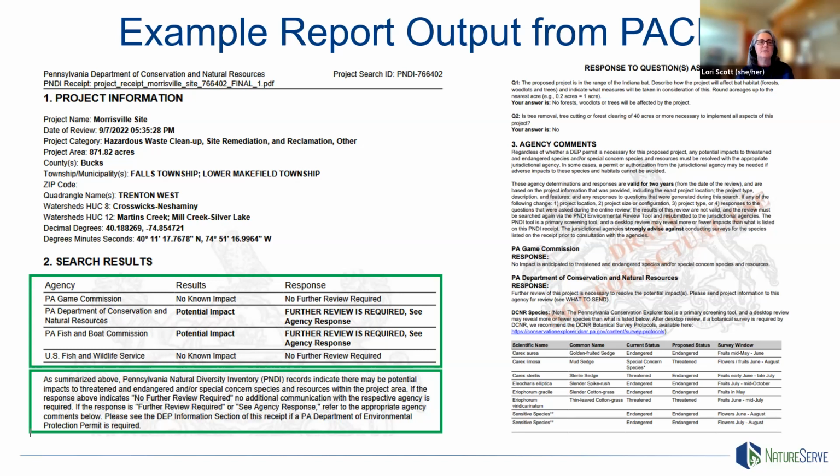So through this one tool, the Fish and Boat Commission, the Game Commission, the U.S. Fish and Wildlife Service, as well as DCNR, their information is actually consulted and analyzed, and the workflow is fairly complex in that it routes potentially to each of those agencies as part of the workflow.